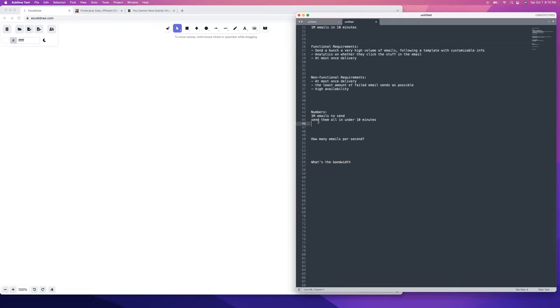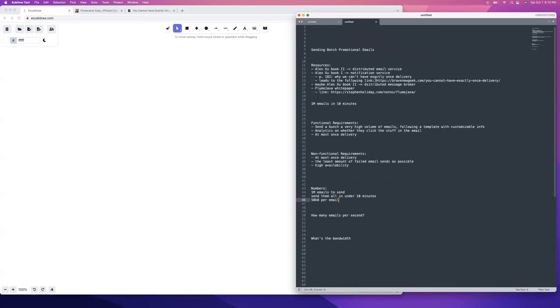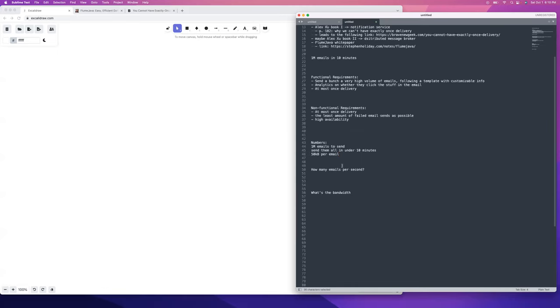Oh, I forgot another number: we are taking an average of 50 kilobytes per email. I took that from Alex Xu's book on the distributed email service from book two, is 50 kilobytes per email, including all the metadata, but no attachments. So if there's a PDF that's a couple of megabytes, we're just going to leave that off. We're going to assume these emails are not sent with the attachment.